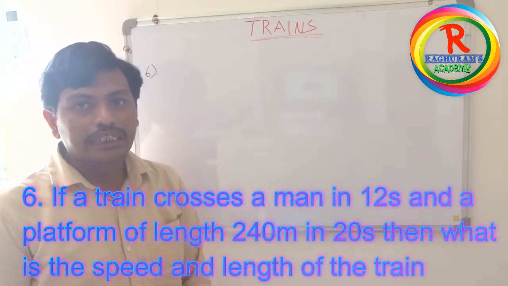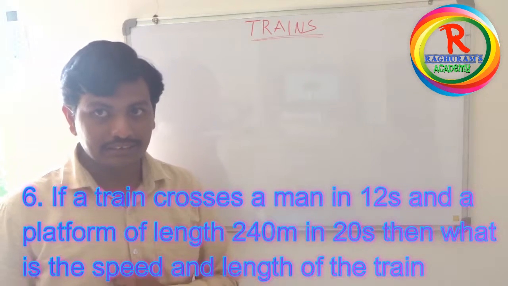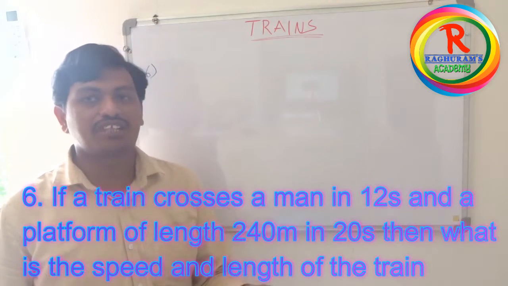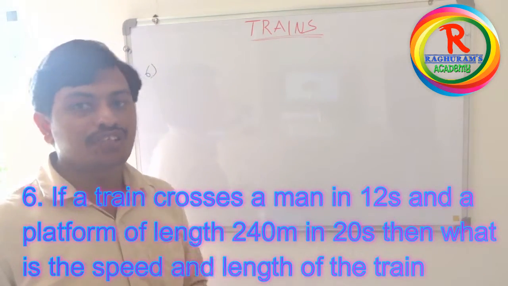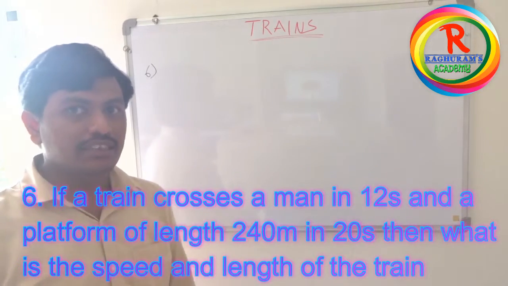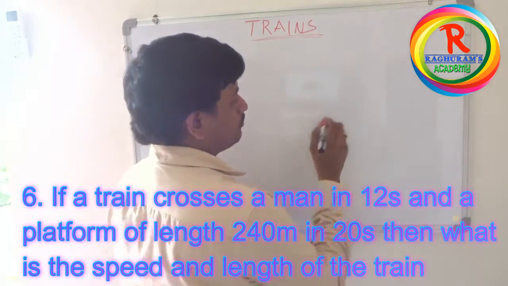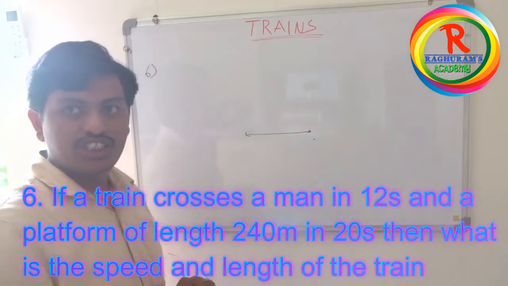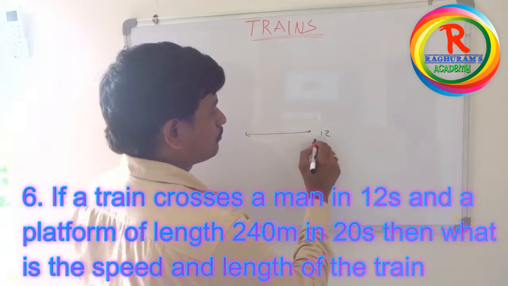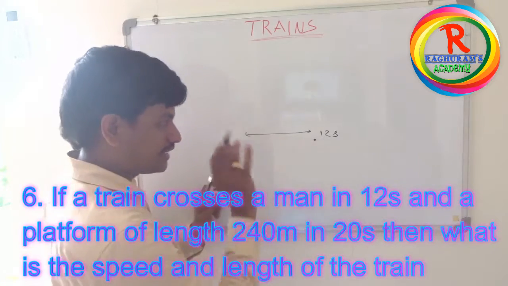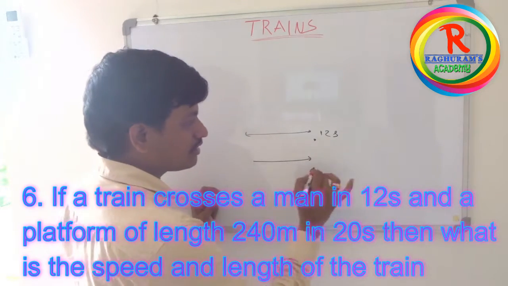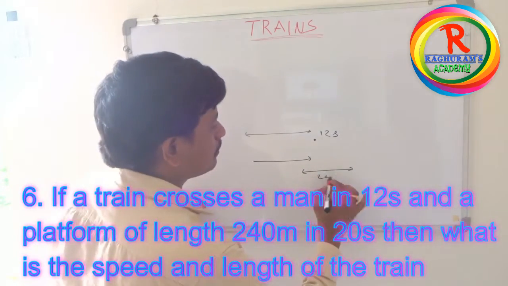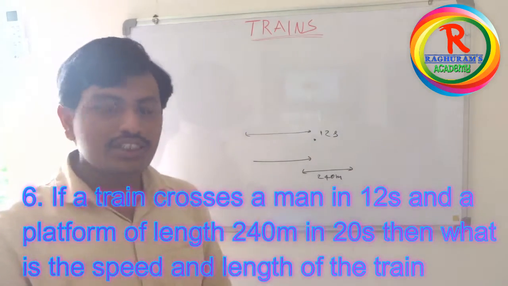Sixth one. If a train crosses a man in 12 seconds and a platform of length 240 meters in 20 seconds, then what is the speed and length of the train? We need to find two things: speed and length of the train. It has given two things. A train crosses a man in 12 seconds, and the same train crosses a platform of length 240 meters in 20 seconds.